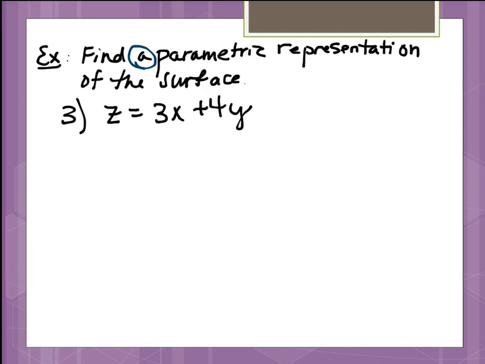And this sort of looks like what we did on example number 1, but of course backwards. So we need to define what x is going to be, what y is going to be, and what z is going to be. The easiest and yet not very helpful definition is that we can let x be u and y be v, just like example 1 gave us, and then z would be 3u plus 4v. I mean, that's the simplest thing we could possibly do here.